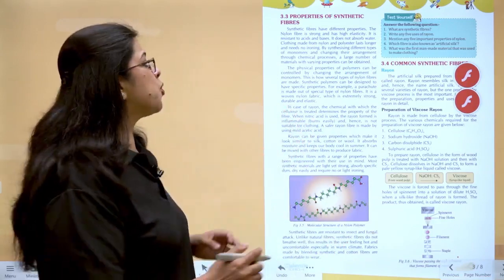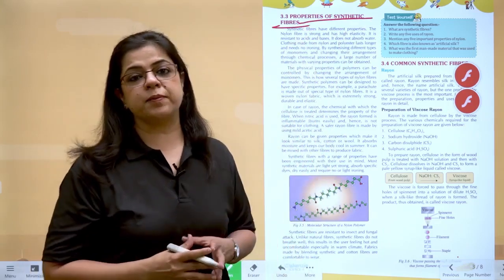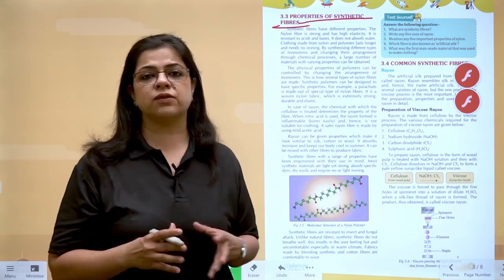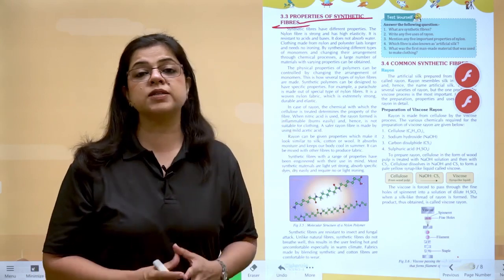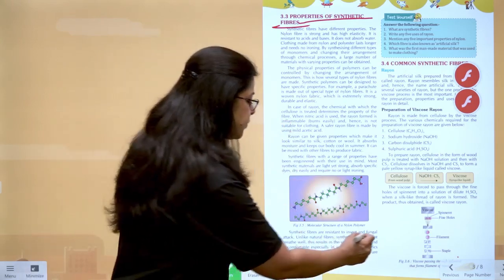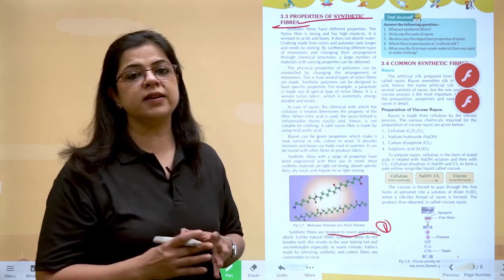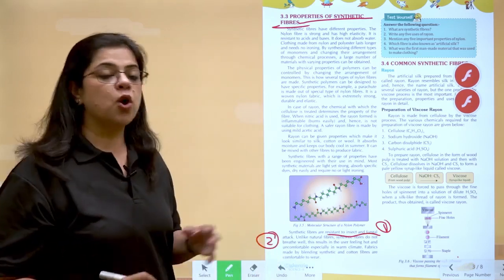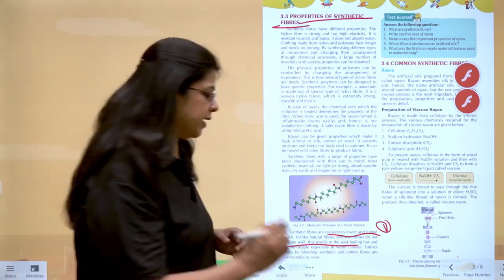Now, what are the different properties of synthetic fibers? All synthetic fibers like nylon, rayon, and terylene, terracotta, all these fibers have some different properties. But there are certain properties which are common to all synthetic fibers. These are, number one, they are resistant to insect and fungal infection. Number two, synthetic fibers do not crease. Synthetic fibers do not break.